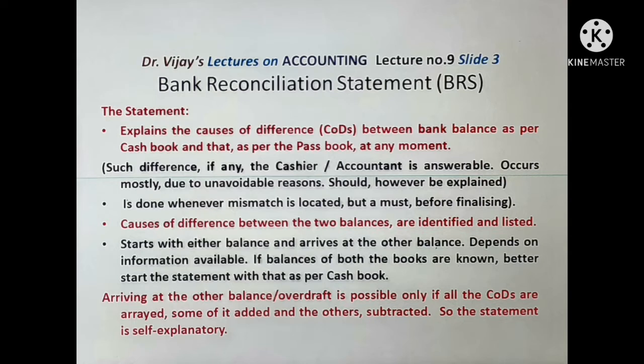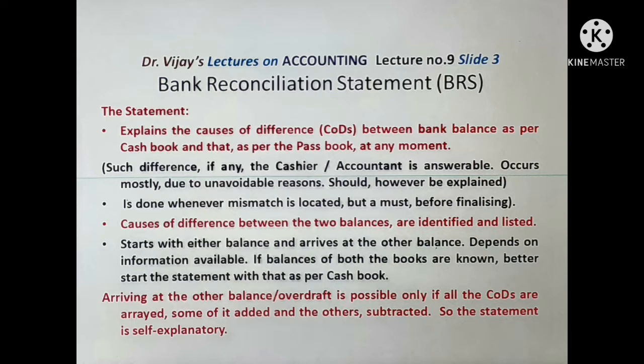At Sabu's firm, the bank balance as per cash book is overdraft $9,700, whereas the passbook shows a balance of $1,000 favorable balance as on 31st January. Therefore, it is necessary to prepare a bank reconciliation statement. The statement explains the cause of difference between the bank balance as per cash book and that as per passbook at any moment. For such differences, if any, the cashier or accountant is answerable. Such differences occur mostly due to unavoidable reasons, but should however be explained.